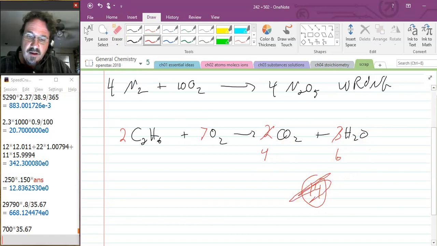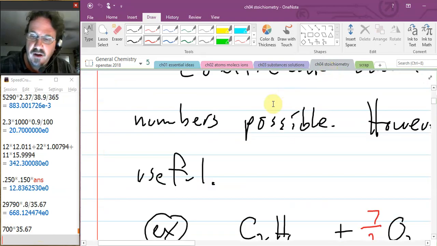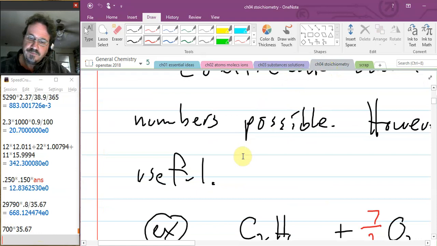Okay, so if you go back and check it again, 4 carbons and 4 carbons, 12 hydrogens, 6 times 2, that's 12 hydrogens, and oxygen's 14, and as I just showed you, 14. So you know what, it works both ways. If you like the fractions, that's fine. If you don't, that's fine too.